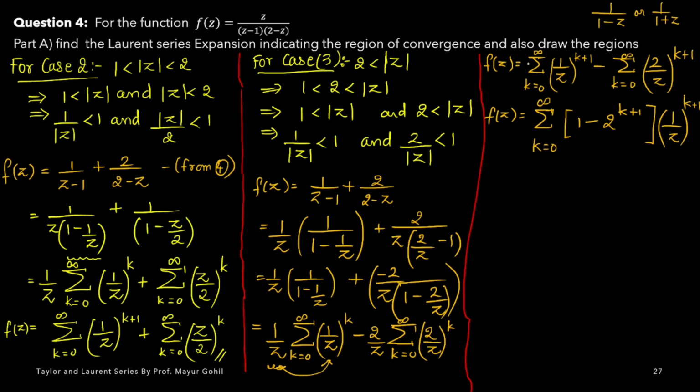Now we are asked to draw the diagrams for each of the cases. So let us see how to draw the diagram. It's very easy and very simple, but each time only one thing you have to remember. For case 1, I'll just draw all three diagrams over here. So for case 1, the diagrams. Now I'll just put a label over here: diagrams of regions of convergence.